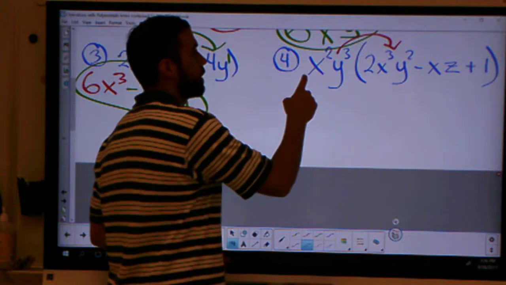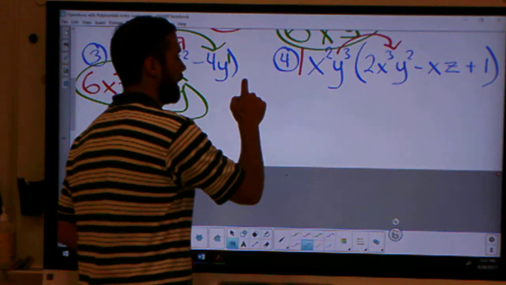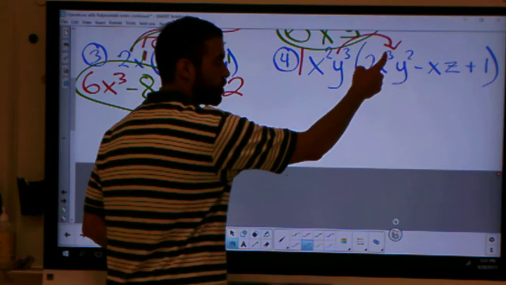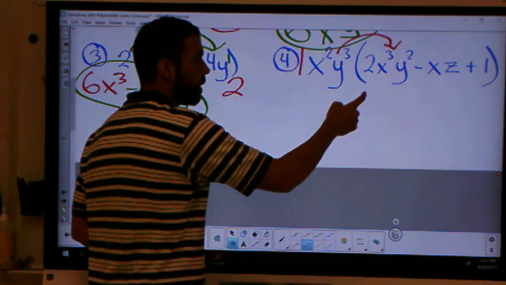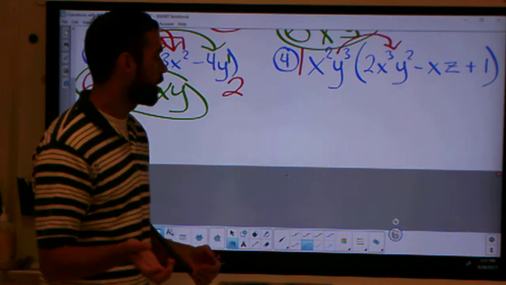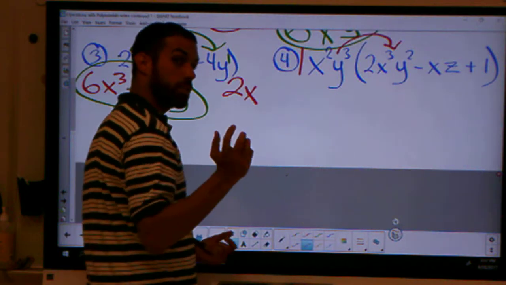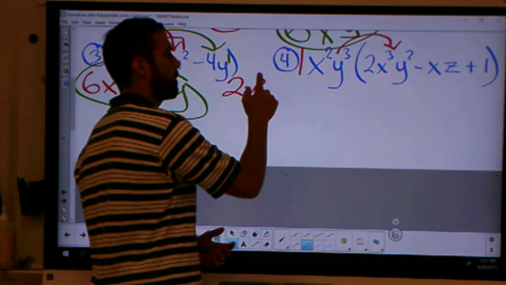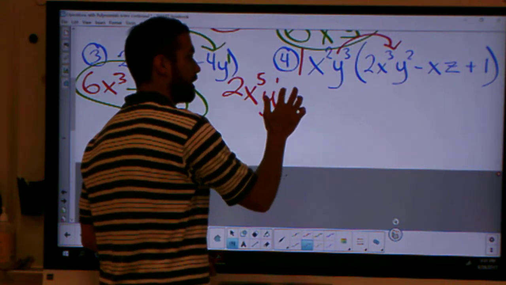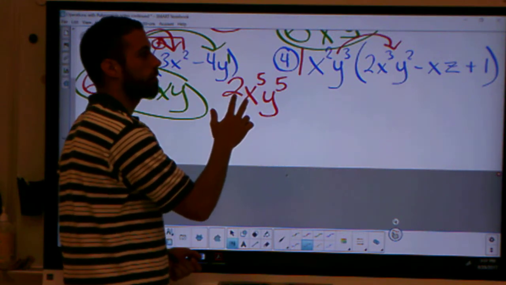The first term. There's a 1 in front of x squared. That's multiplying with 2. 1 times 2 is 2. X squared and x cubed are multiplying together. But what do we do with the exponents? We add them together. So x squared and x cubed would multiply to make x to the 5th power. Y cubed and y squared would multiply to make y to the 5th power again. This is the first part of it.